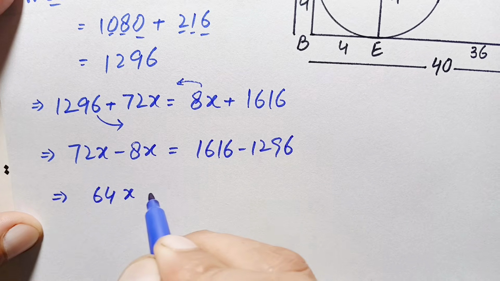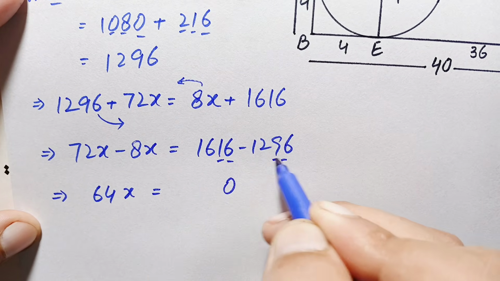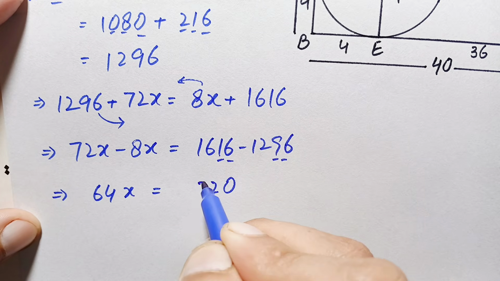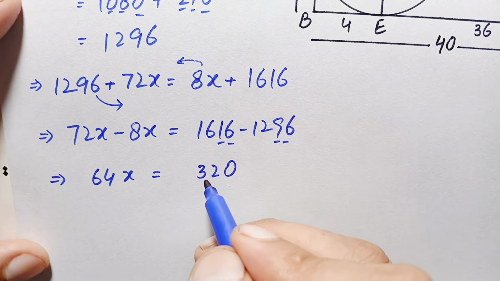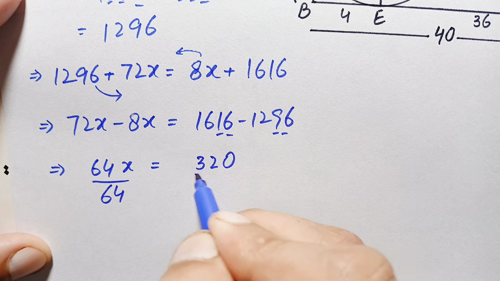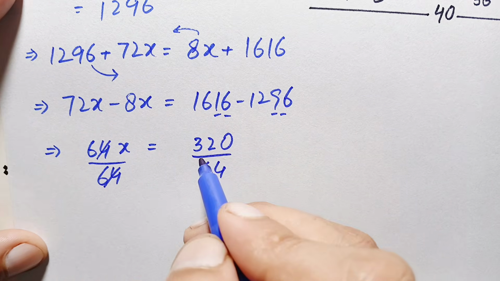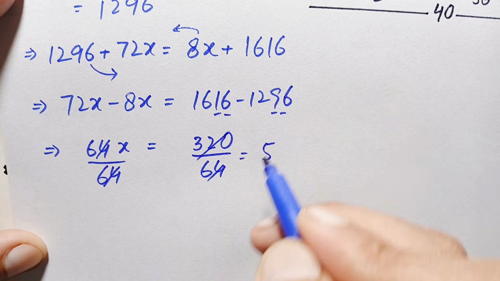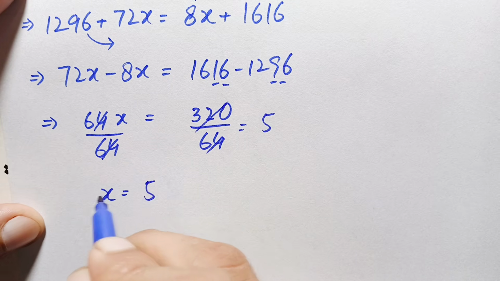64x is equal to 6 minus 6 is 0. 1 minus 9 is not possible, so it will become 11 minus 9, which is 2. 5 minus 2 is 3, and 1 minus 1 is 0. So this expression gives us 320. Now we'll divide both sides by 64. This 64 and this 64 will cancel, and dividing 320 by 64 gives us 5. So the value of x will be 5 units.